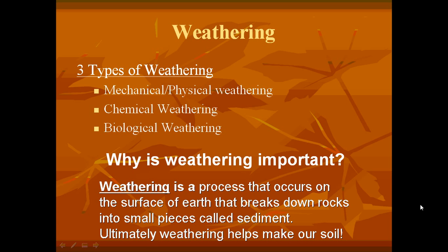There are three types of weathering. There is mechanical or physical weathering; those words are interchangeable. Then there is chemical weathering and biological weathering. Throughout this lesson, we're going to go through each of the three forms of weathering.